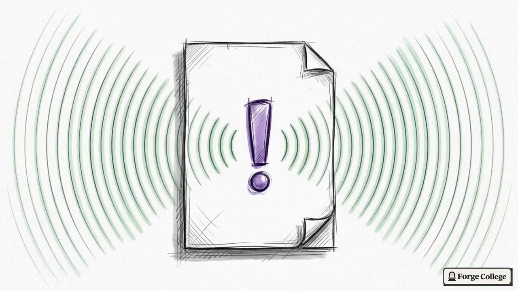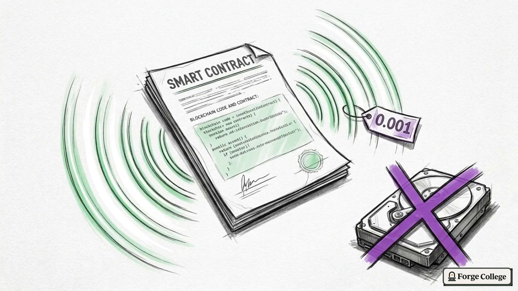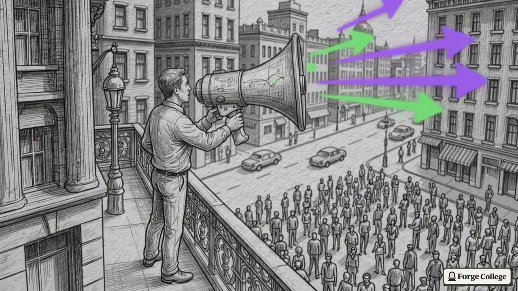Smart contracts need a way to announce state changes to the rest of the world, but they need to do it without paying that massive premium for permanent on-chain storage. The solution is the Solidity event.